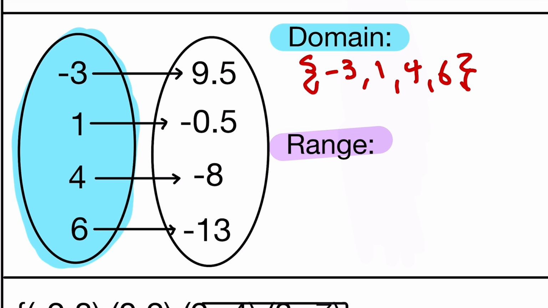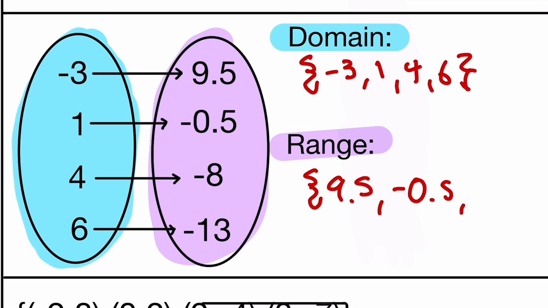All right. Our range is going to be all of our outputs, so everything that comes out is going to be over here. We got curly brackets. I got a 9.5, -0.5, a -8, and a -13 with curly brackets at the end. You're basically just copying all of the ones that it tells you are in your domain and in your range. You just need to know where to look.